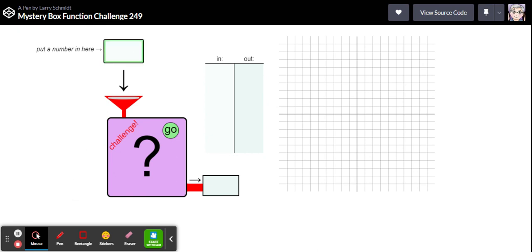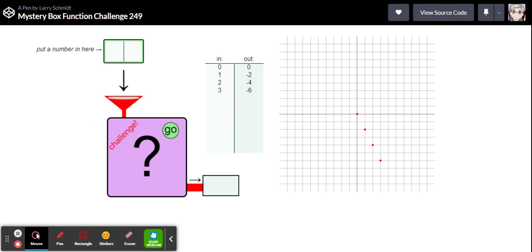Okay, let's start with a 0. 0 gives us 0. How about a 1? 1 gives us -2. How about a 2? That's -4, so maybe a linear function. How about a 3? Okay, so we've got what looks like a line here. So it's either a linear function or maybe it's an absolute value function.